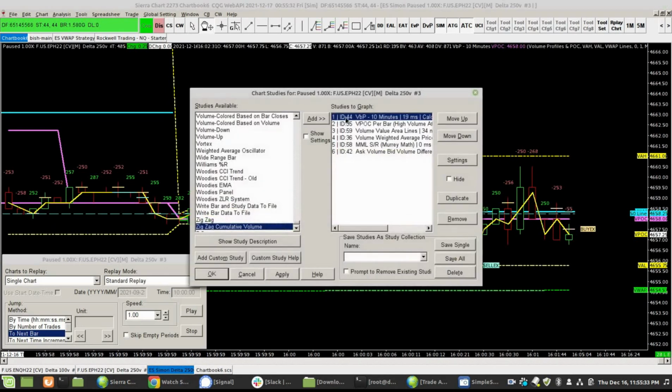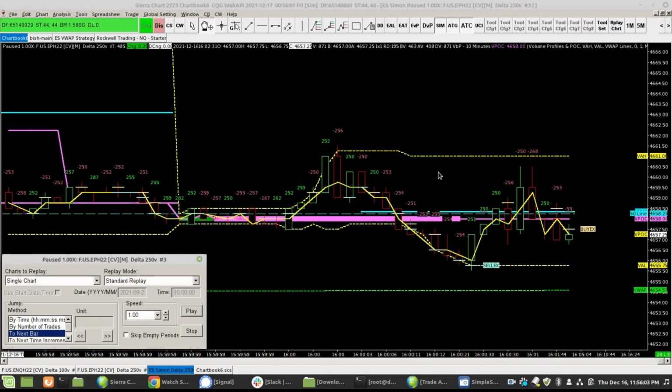Let me pop over here and you can see I've got a 10-minute volume profile. I've got high volume at price. I've got VPOC buying exhaustion and selling exhaustion on here. Volume value area lines. VWAP is on there. I've got MML lines, and this is a very interesting study. It's called Ask Volume Bid Volume Difference Text, and what that does is it tells you the ask volume, the buyers minus the sellers, and it puts it up at the top of the candle.